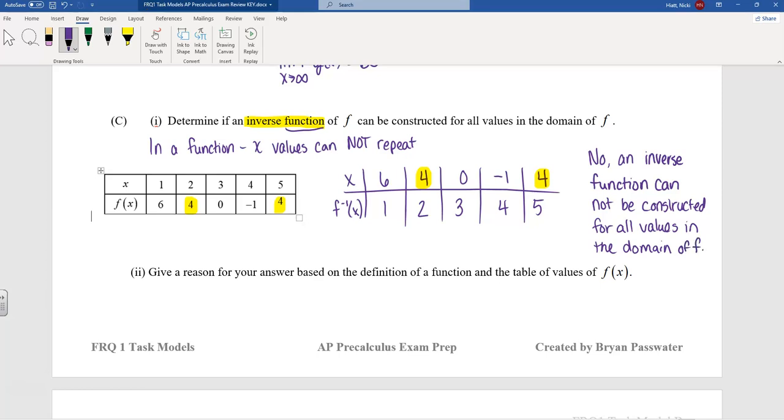Now, part C, when they grade this, they're really just grading it for whether you say yes or no. This is a yes or no question. So you are going to get the point if you say no, even if you don't have any supporting work with it. Part 2 says give a reason for your answer based on the definition of a function and the table of values of f of x.